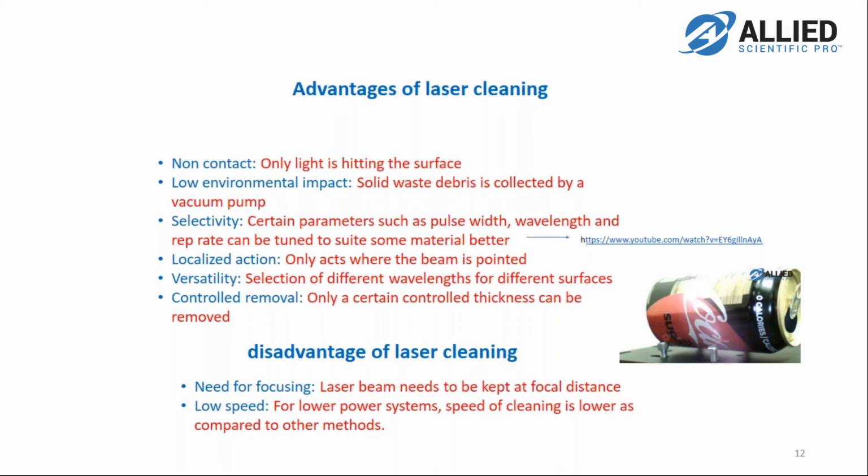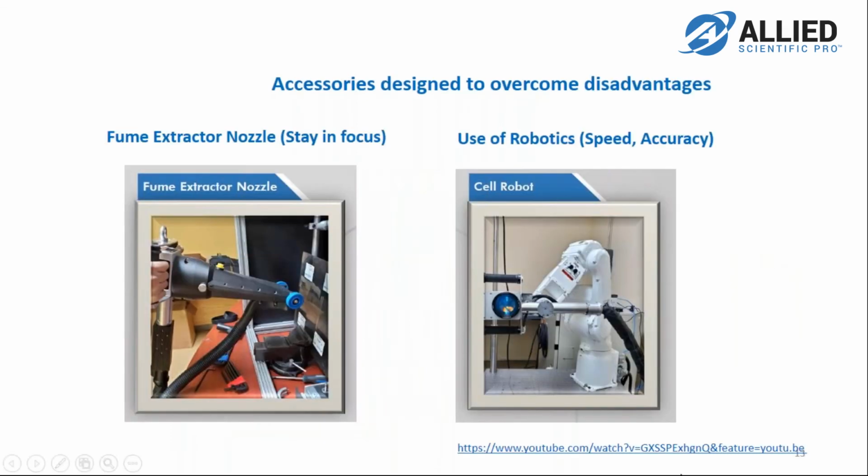Then the other one is a lower speed. For lower power systems, the speed of cleaning is lower as compared to other methods. So a sandblaster could probably remove the material faster, but the laser cleaner is not as fast. So in order to address these disadvantages, there are some accessories that have been designed.